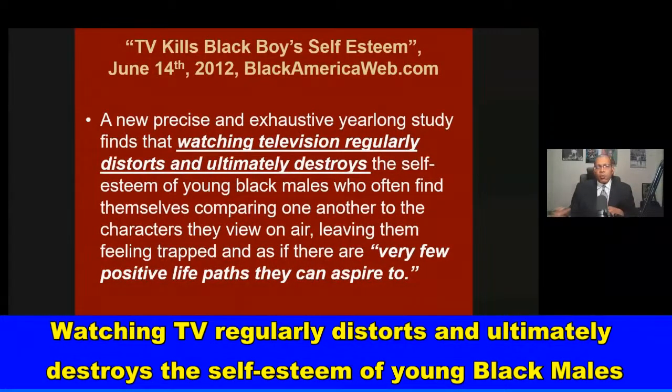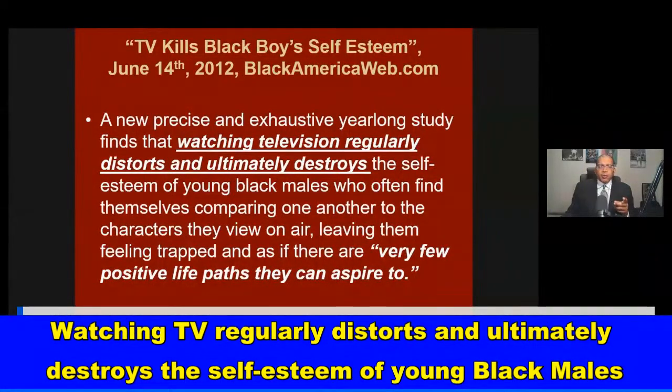Now, this article here from blackamericaweb.com from 2012 dealt with a study that showed how excessive TV watching kills Black boys' self-esteem. A new, precise, and exhaustive year-long study finds that watching television regularly distorts and ultimately destroys the self-esteem of young Black males, who often find themselves comparing themselves to the characters they view on air, leaving them feeling trapped and as if there are, quote, very few positive life paths they can aspire to, end quote. So there are numerous outlets that ran this story. This particular one comes from blackamericaweb.com, July 14, 2012.